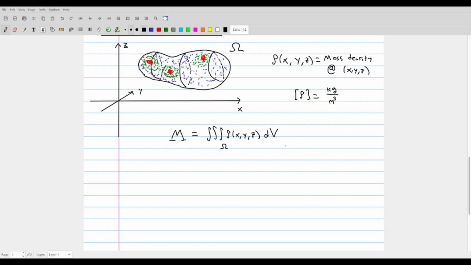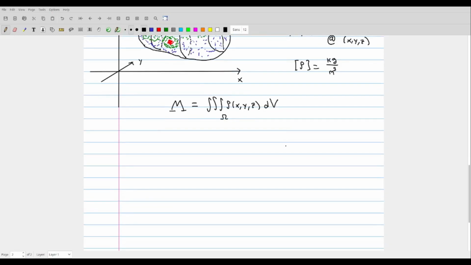So the final units of this expression will be in kilograms, which is the units of mass. So this is the first main formula that we have that gives us a means of applying the triple integral and actually calculating the actual mass of a given region.